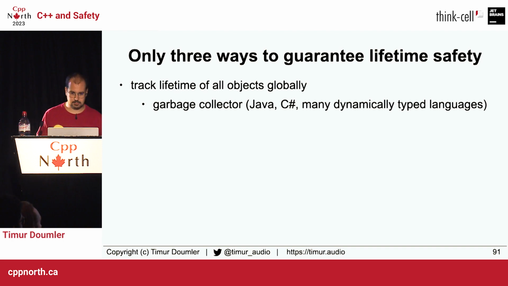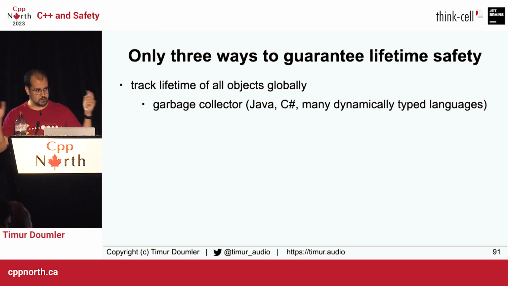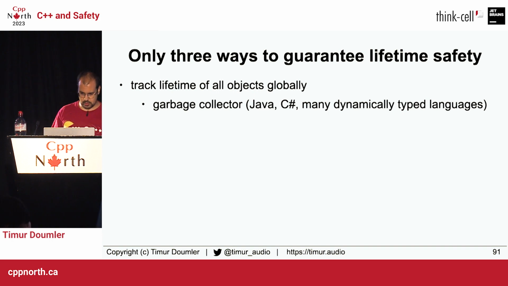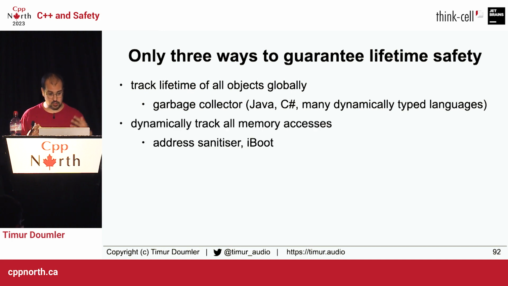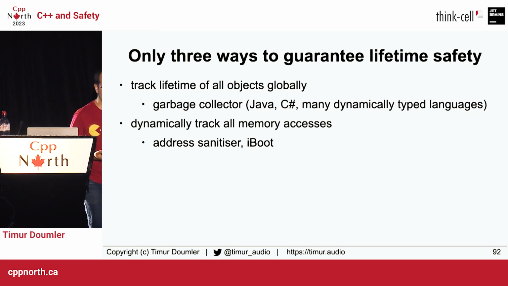So in order to fix this lifetime stuff, there are really three ways to guarantee lifetime safety. It's a bit of an oversimplification, but fundamentally there are three ways of doing this. You can either track the lifetime of all objects globally, right? This is what a garbage collector does, which obviously has performance trade-offs. Or you can dynamically track all memory accesses, right? This is what AddressSanitizer does. It tracks every allocation, every deallocation, and if you try to deallocate something that hasn't been allocated, it gives you an error at runtime, which has a massive runtime cost, so you typically can't do this in production.